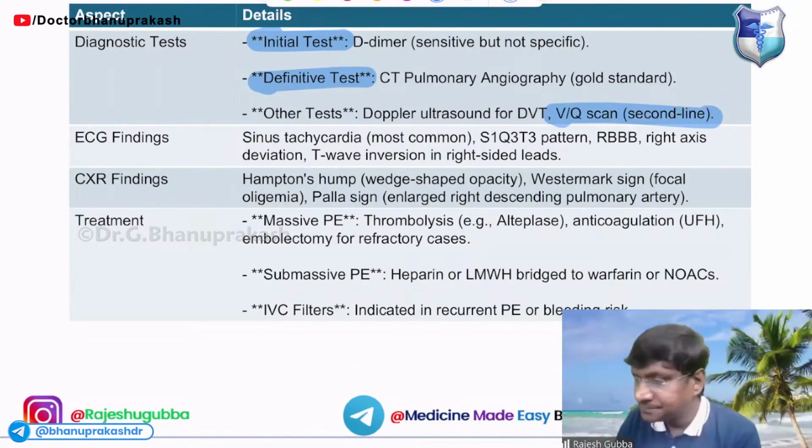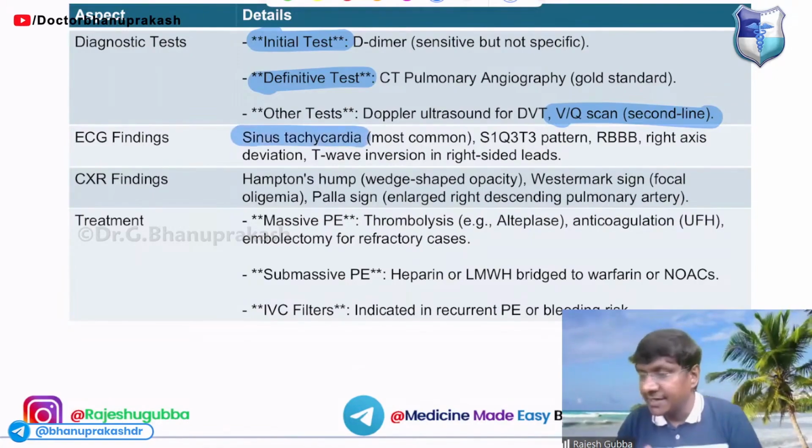ECG, what is that? You will have the sinus tachycardia.